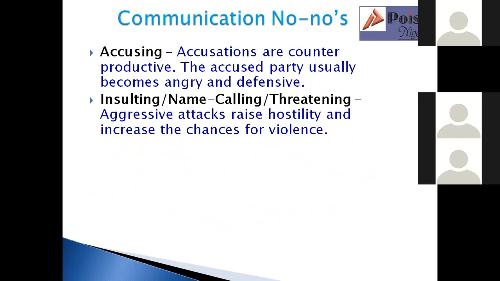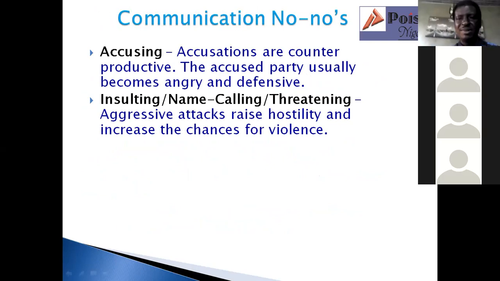I will deal with you. I will tell you that I'm the boss here. Who are you? Where are you from? What do you know? Let's avoid insulting. Let's avoid name calling. Let's look at the issue and avoid attacking the person or the personality of the persons involved in a conflict. So avoid name calling, avoid threatening.